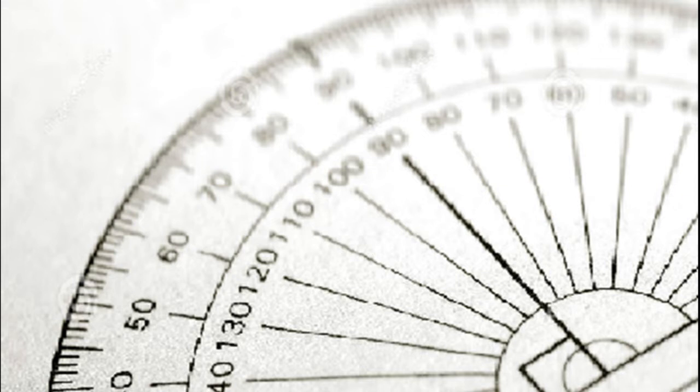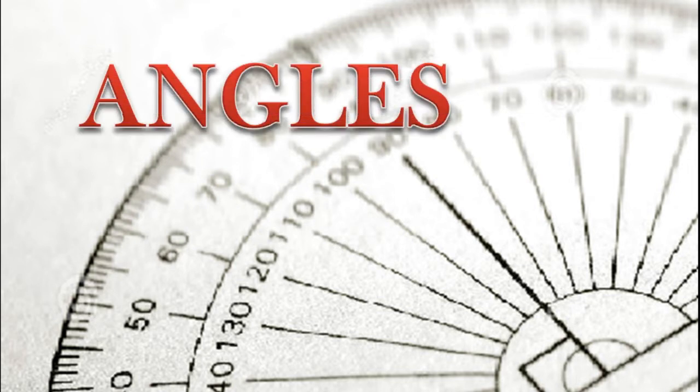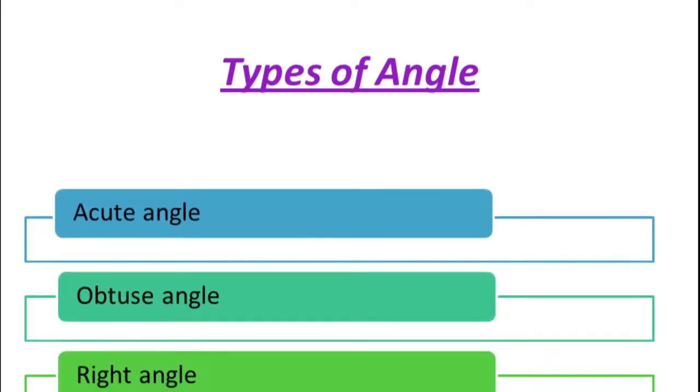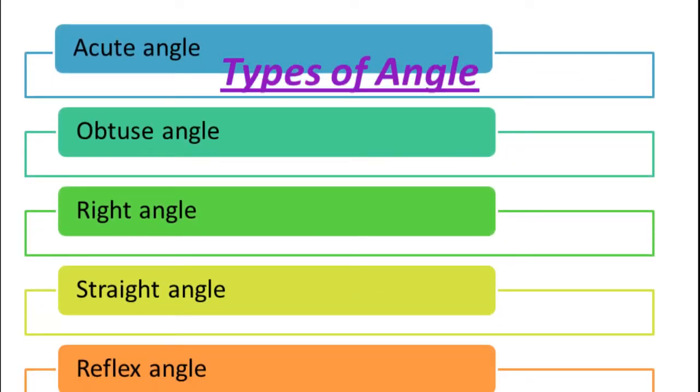We are starting with the topic of angles. Now, what are the types of angles? Let's have a look. There are 5 types of angles. First, acute, then obtuse, then right, straight, and last is reflex angle. Now let's begin with these and understand what they are one by one.